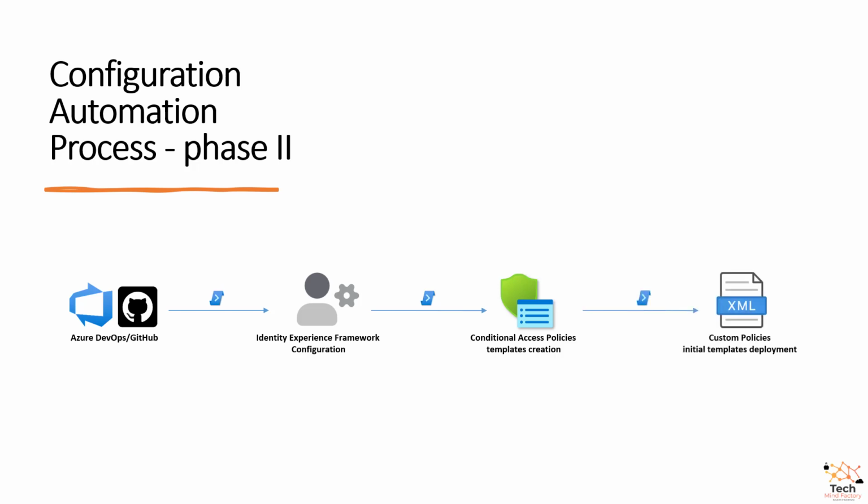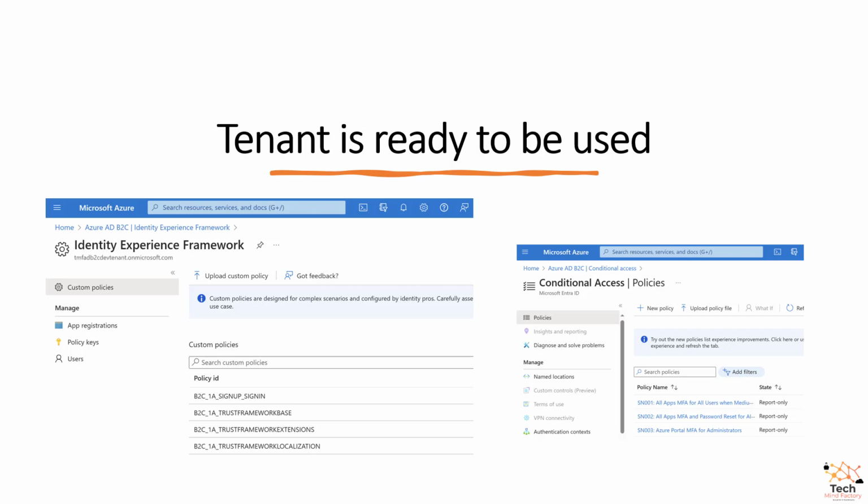Okay, perfect. So now, once we have conditional access policies, the last step is to deploy custom policies initial templates, so XML files. Again, because custom policies are nothing else than XML files, we can store those files in the Git repository. So once phase 1 and phase 2 are completed, the tenant is ready to be used.